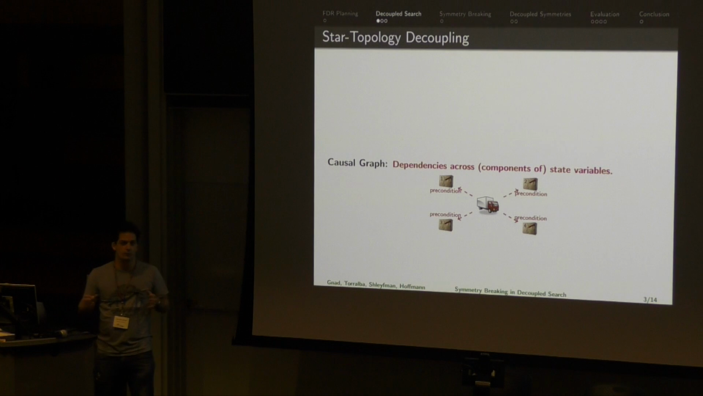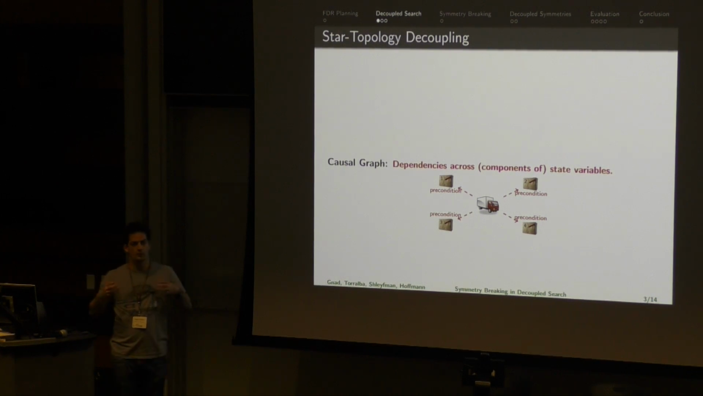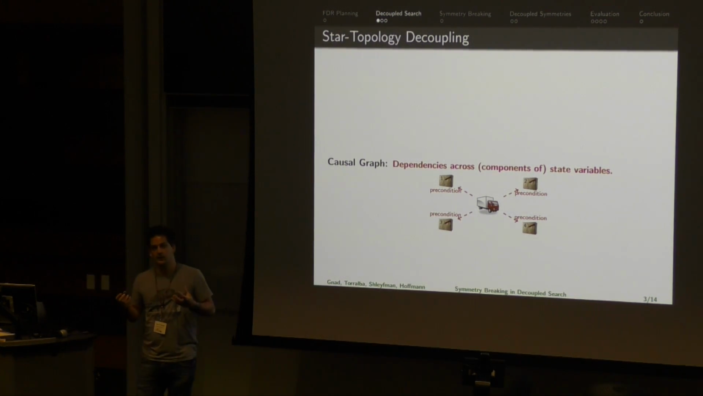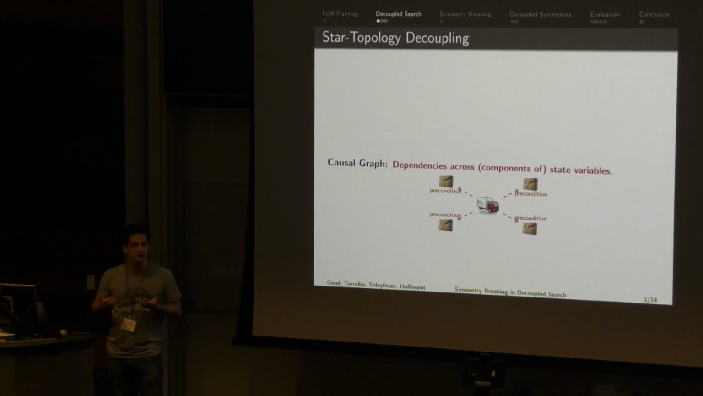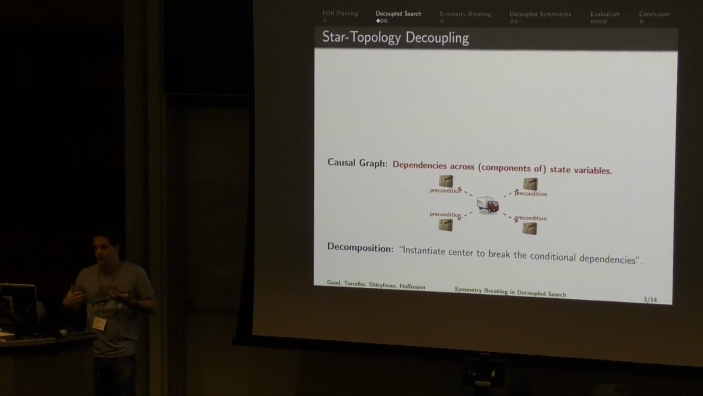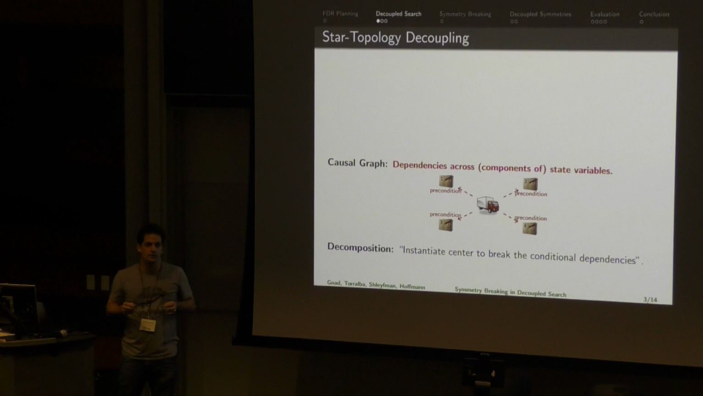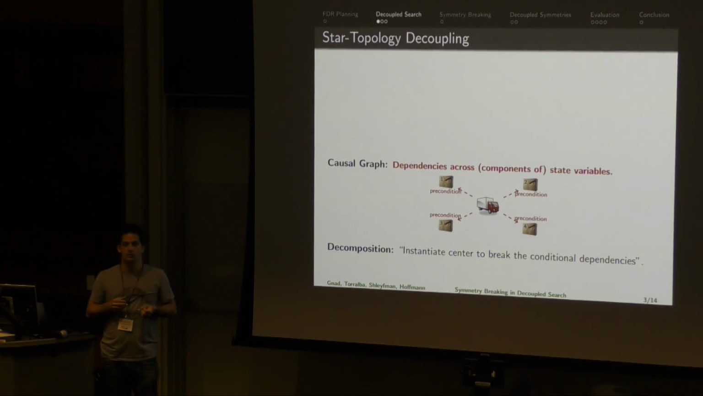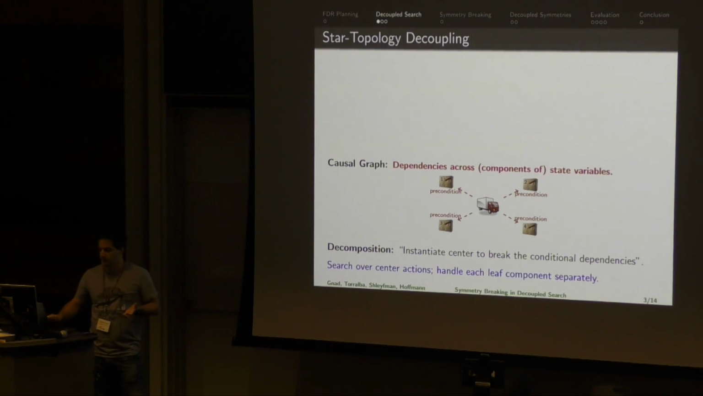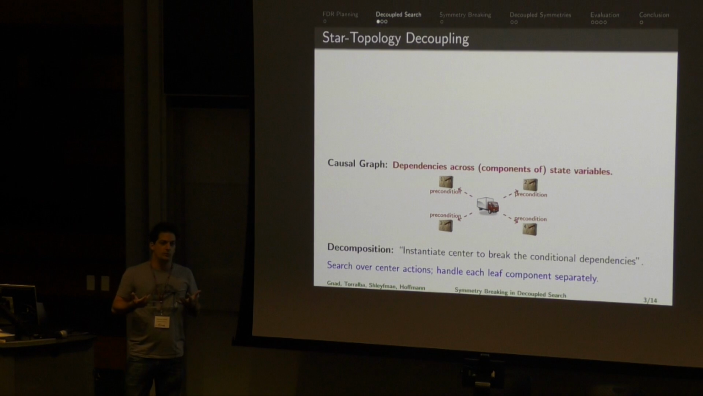As you see, we have a really nice star topology here because all the packages only depend on the truck and there's no other dependency. So in particular, given an instantiation of the center, like of the truck, all the packages, or the leaves in our star topology, are conditionally independent. This is an important observation, and now we break these conditional dependencies between the packages by instantiating the center.